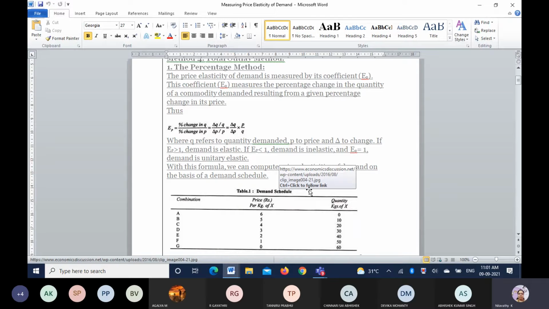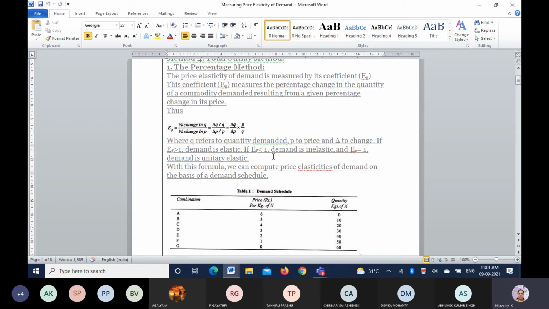So now you can see that elasticity will be of one of these types: elasticity value greater than 1, which we call relatively elastic; elasticity value less than 1, which we call relatively inelastic; and elasticity value equal to 1, which we call unit elasticity. That is what we are going to see now completely. So this is the general formula, and you can use this to calculate the elasticity value.